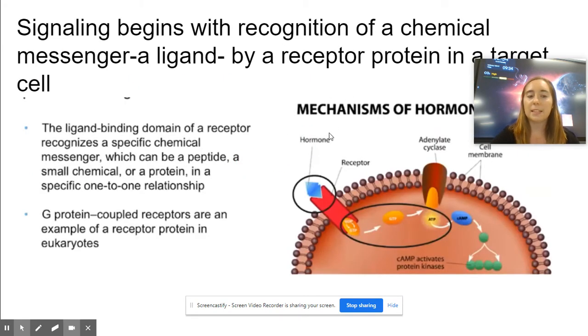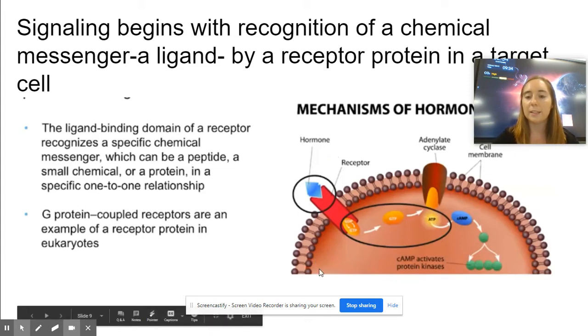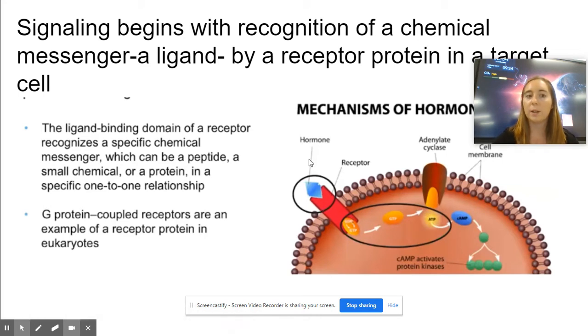When we look at this, signaling is going to begin with the recognition of a chemical messenger, which we call a ligand, by a receptor protein on the target cell. Down here we see that this is our cell, and on this cell there's going to be a particular receptor that has a particular shape. It's going to be a recognition of this particular chemical messenger. In this case, it's a hormone, and we call this a ligand when the hormone binds to that receptor on this particular target cell.